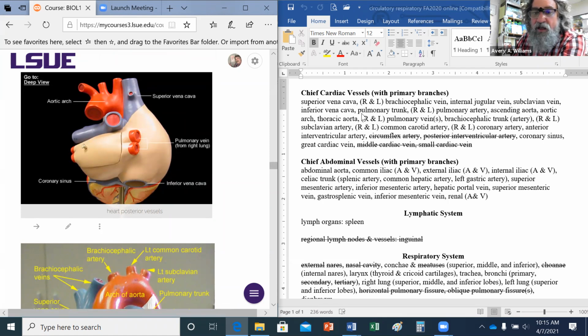Now, the pulmonary trunk. Anytime you hear pulmonary, think lungs. And remember, trunk is a large artery. Now, I know a lot of times when you hear artery, you think, oh, it's one of those red vessels.